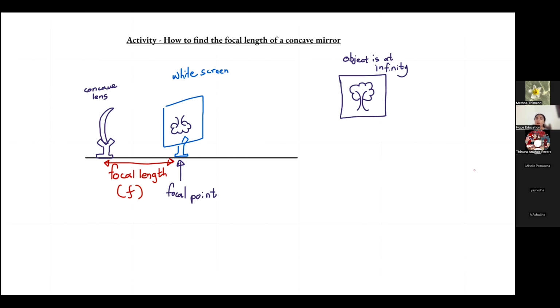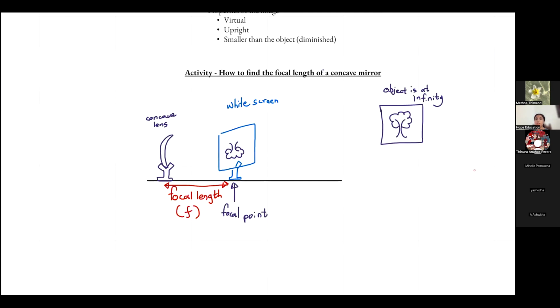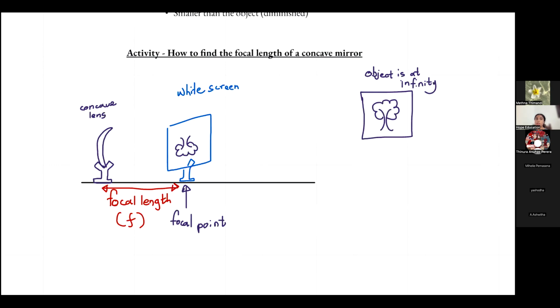Okay, can you all quickly copy down this diagram? I will give you like 3 or 4 minutes. Quickly copy down the diagram. Then I will give you a few sentences to write.